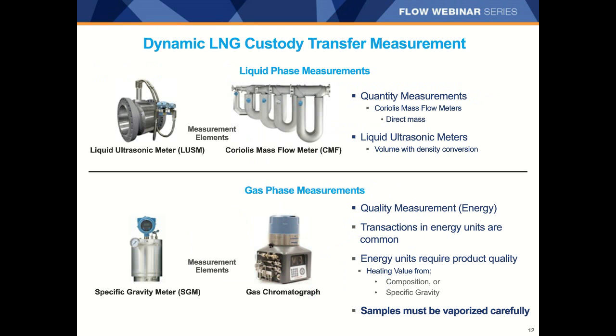In order to perform dynamic custody transfer measurement of LNG in energy units, measurements must be made of the LNG in both liquid and gas phase. The total mass of the LNG in liquid phase may be measured with a Coriolis flow meter, or the total volume of the LNG in liquid phase may be measured with an ultrasonic meter. If mass quantity is all that's required, then the meter is sufficient and no measurement is needed in the gas phase, although liquid density is still needed to convert the ultrasonic meter reading to mass from volume.